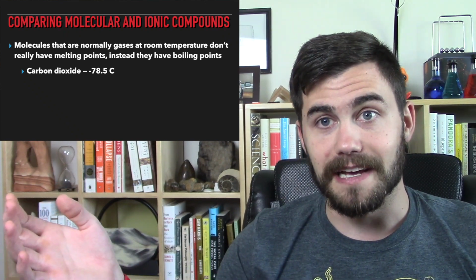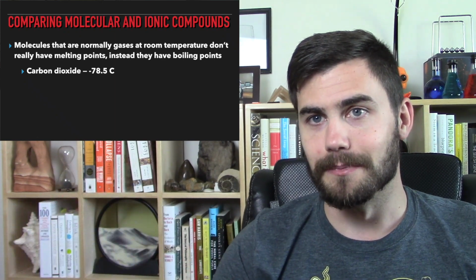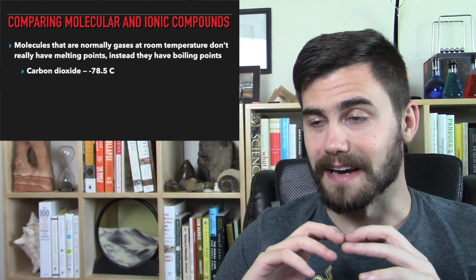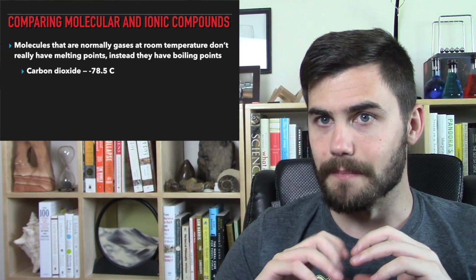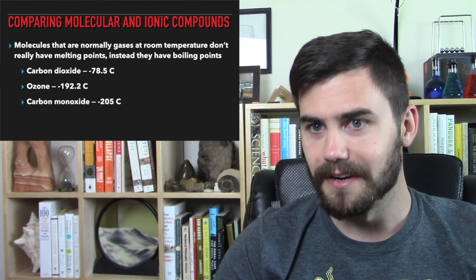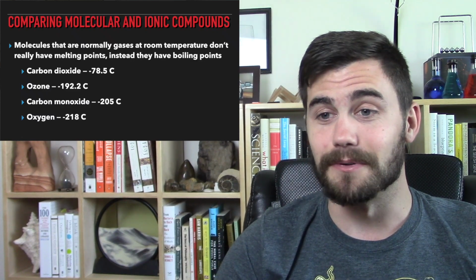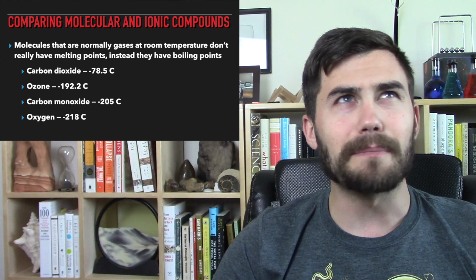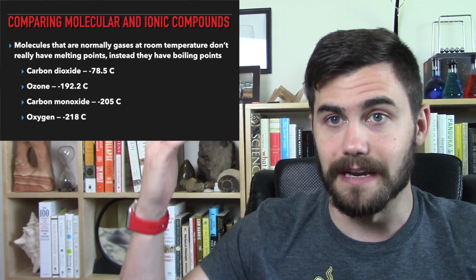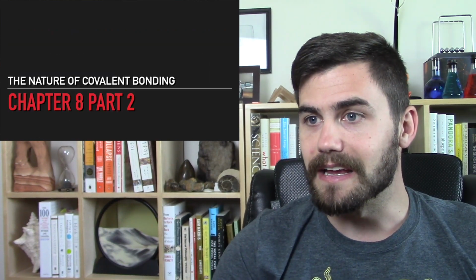Dry ice is carbon dioxide, so if you've ever seen dry ice before, you can go on YouTube and look up videos of people messing with it. It looks like snow, packed together snow, but you cannot get it to melt. It just simply evaporates. Ozone, even colder. Carbon monoxide, even colder still. And oxygen, a crazy negative 218 degrees Celsius. You can make liquid oxygen, but you have to put it under really extreme conditions, and then it boils as fast as it can.